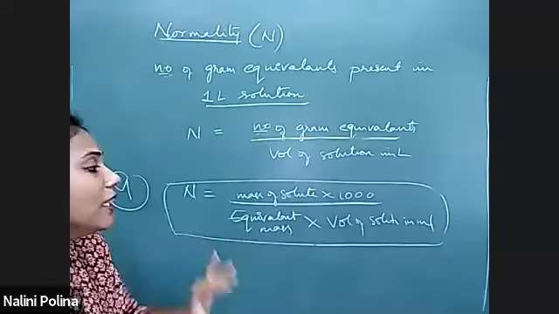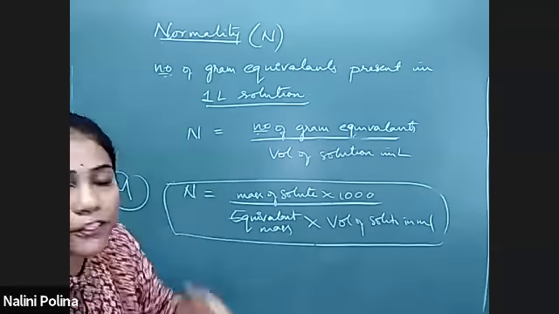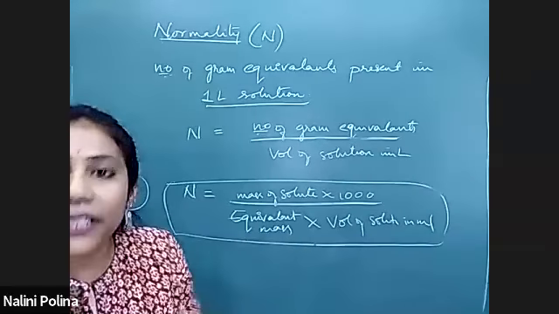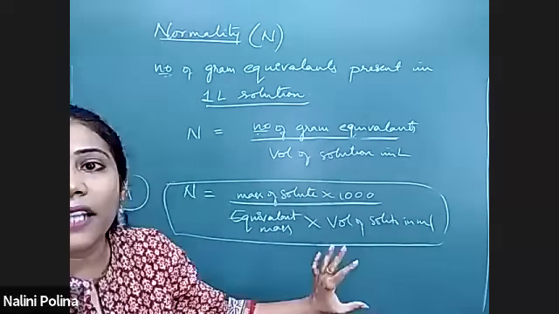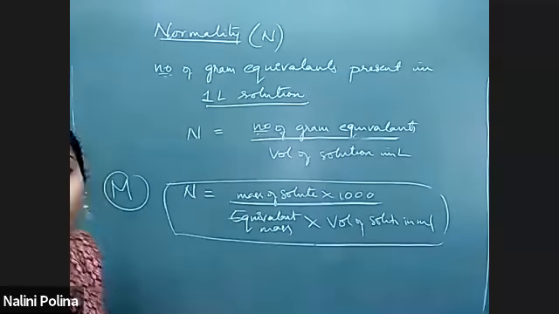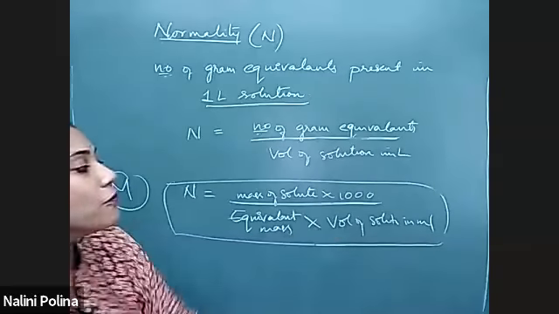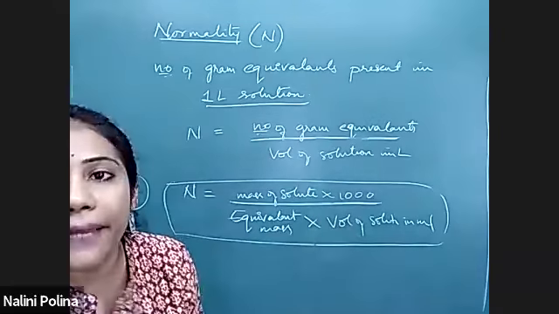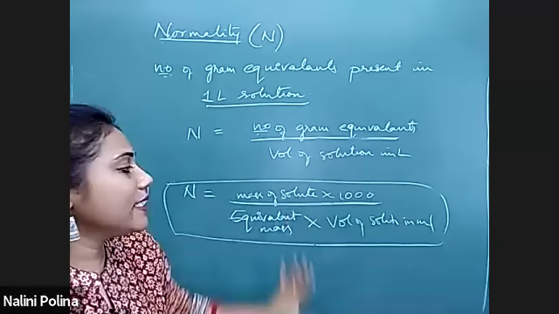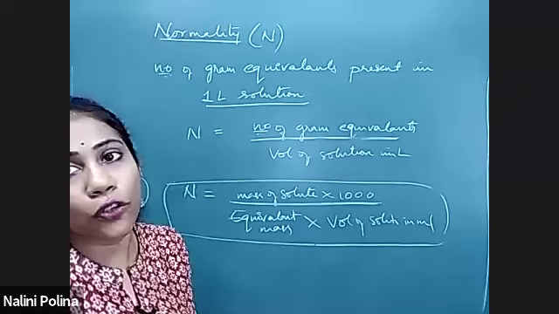Now, equivalent mass is different in different substances. You should find it differently in different substances. We will discuss equivalent mass. Just copy the formula. It is mass of a solute into 1000 divided by equivalent mass into volume of solution in ml. That is the formula. So now how to find this equivalent mass?